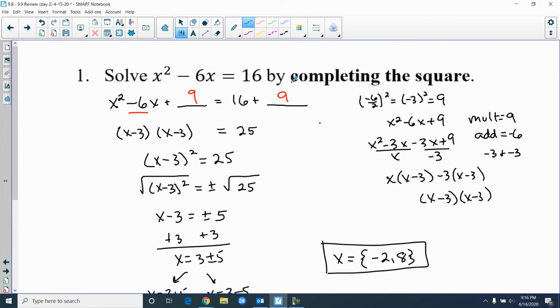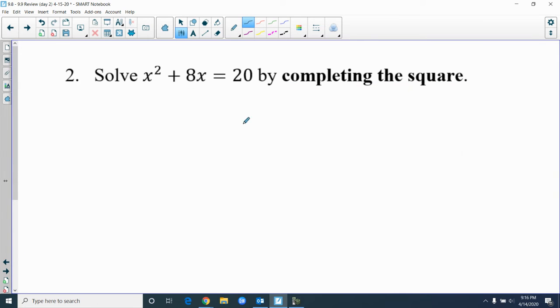You absolutely have to follow directions, and you have to do it this way. You cannot do it any other way because of the directions. All right, the second one. Again, solve this by completing the square. All right, number 2, the answers are -10 and +2. If you got that, if that was your answer, you're good.